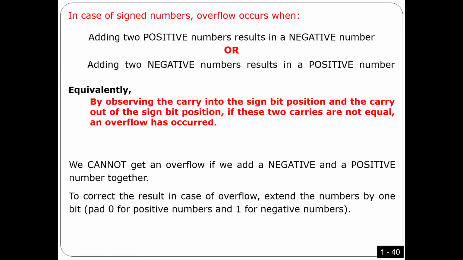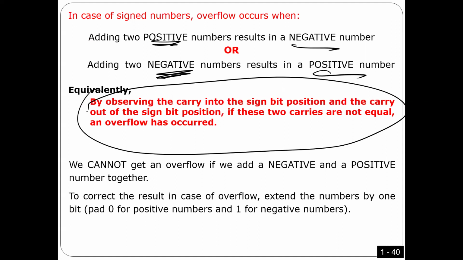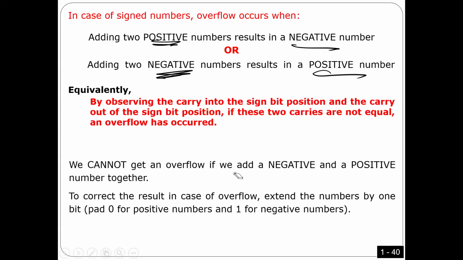In the case of signed numbers, that's what I told you: if I add two positive numbers and get a negative, or if I add two negative numbers and get a positive, there is overflow. There is another way, and we're going to use it in the hardware. For now, you can use the first approach. It's easy, but there is an equivalent approach that we are going to use later in the hardware. You can observe two carries.